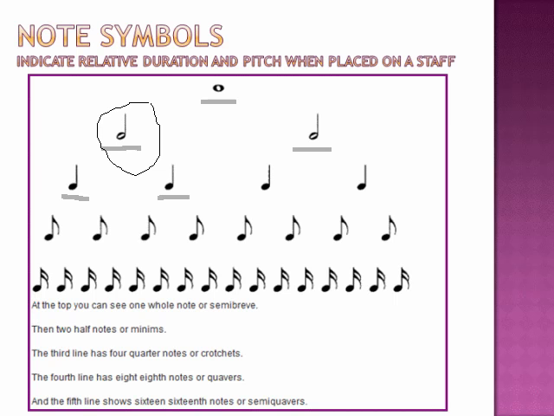So we have a whole note worth 4 beats or 4 counts, a half note worth 2, and now we have a quarter note which is worth 1 beat. You will see how all of these are going to add up. Each time I go through a different type of note, it's going to add up to 4 because they're relative to the 4 beats.